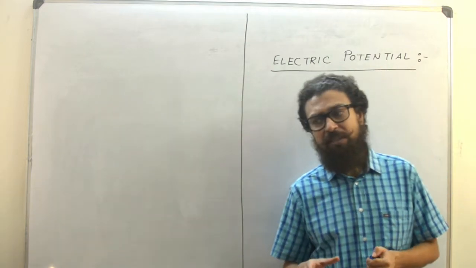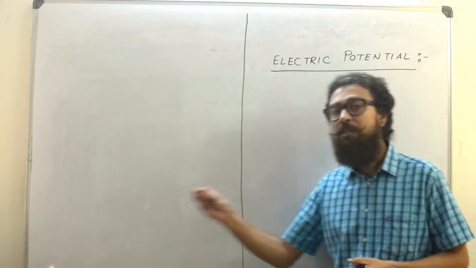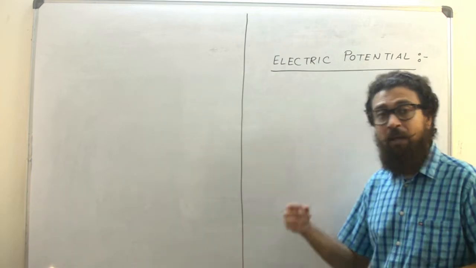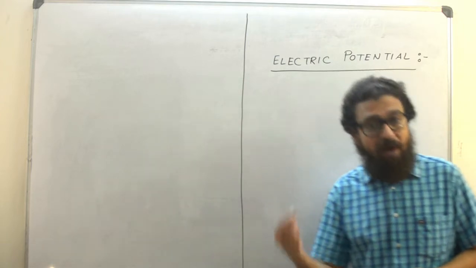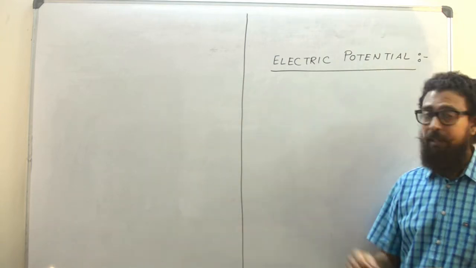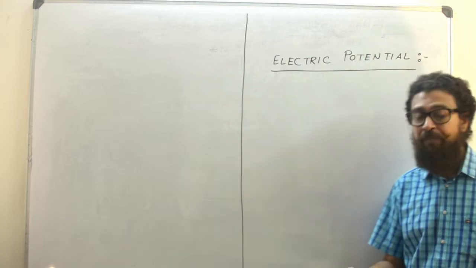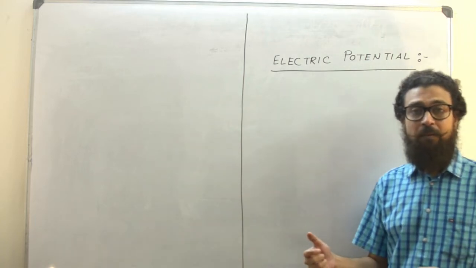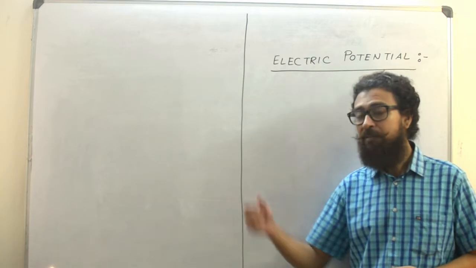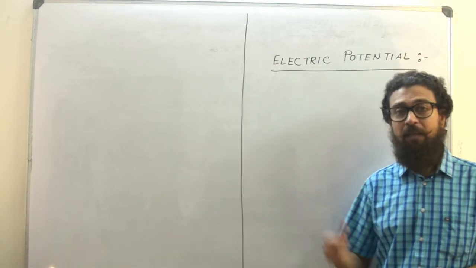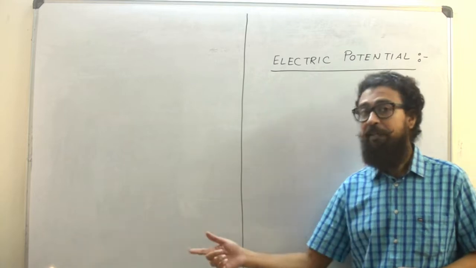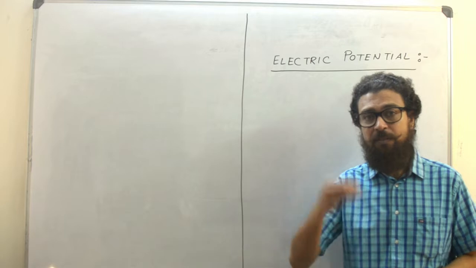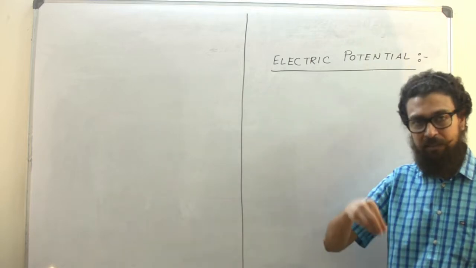Electric potential is defined as the amount of work done in order to bring a unit positive charge from infinity to the electric field, or the point of reference where I want to bring the charge. You should write this in your classwork.